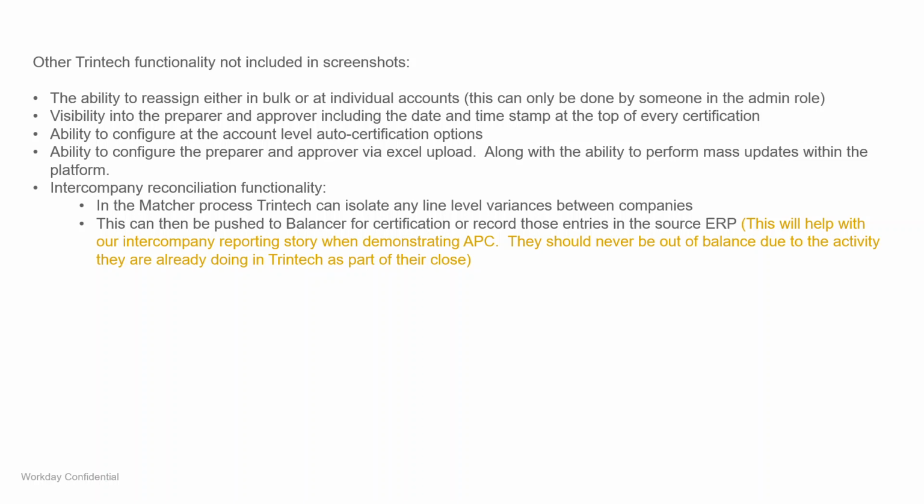So the matcher is going to go through and look for all the things that it is not able to match. And then it's going to push that to balancer for certification. Or you could potentially have it record those entries in your source ERP for you. I point this out because, as you can see, this is really going to help with our intercompany reporting story when we're demonstrating the AP&C use case. You should never have your intercompanies out of balance because you're using Trintech that's going to isolate those things for you. So those are just a couple pieces of Trintech functionality that I wanted to share with you guys that maybe I don't have a screenshot for, but is really relevant for these use cases.